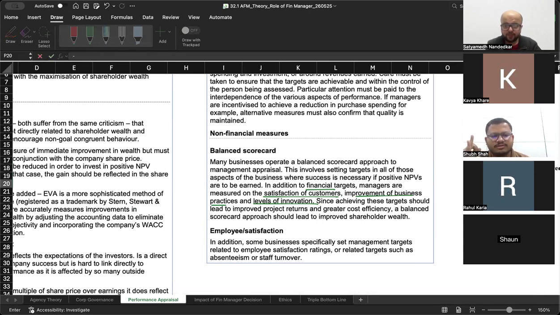is financial, one is customer satisfaction, one is internal processes, fourth one is innovation. So what is the company doing on innovating new technologies?